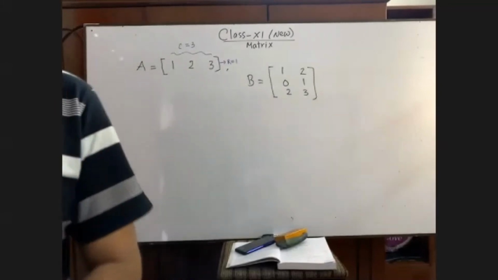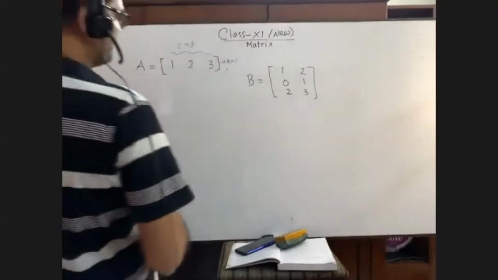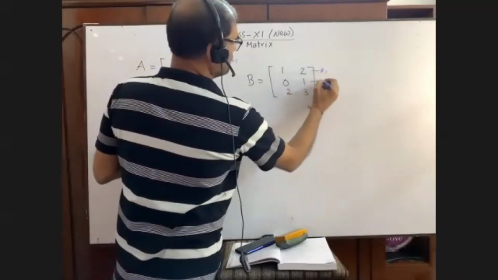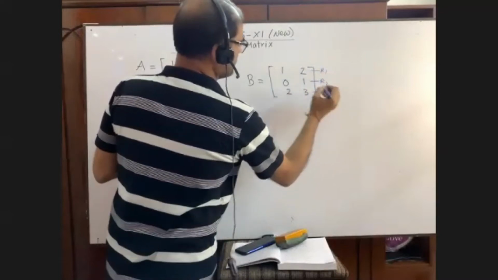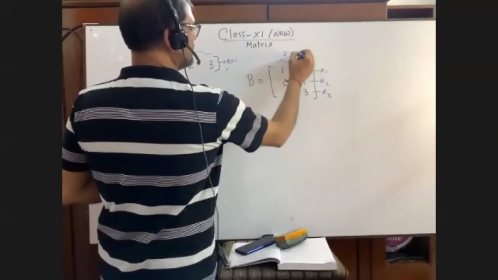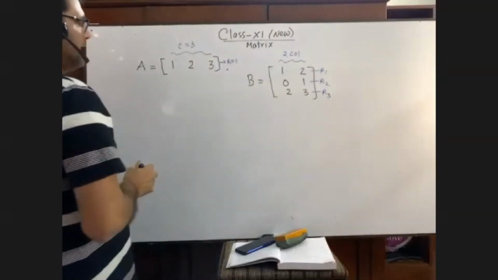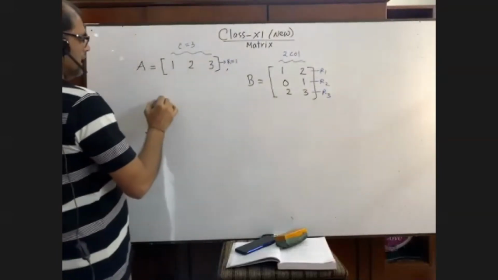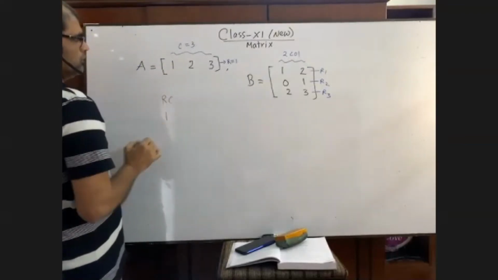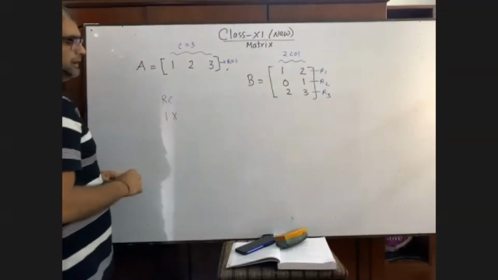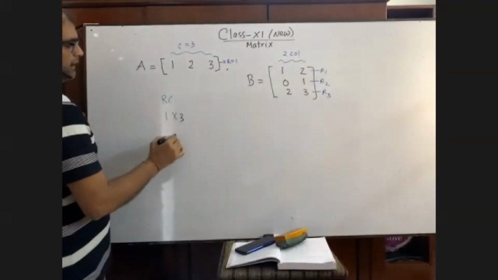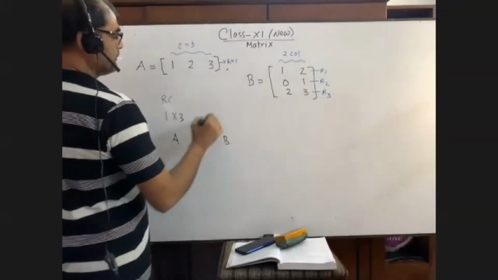Now, in matrix B, we are getting 3 rows, row 1, row 2, and row 3, and 2 columns. That means the order of A, as I told you, is RC: 1 row and 3 columns. It is for A.